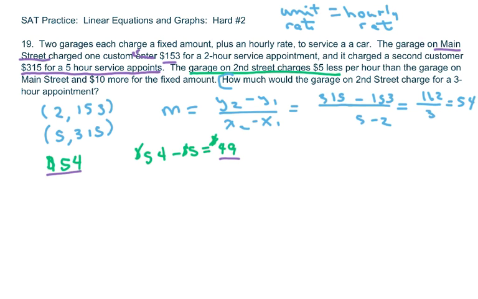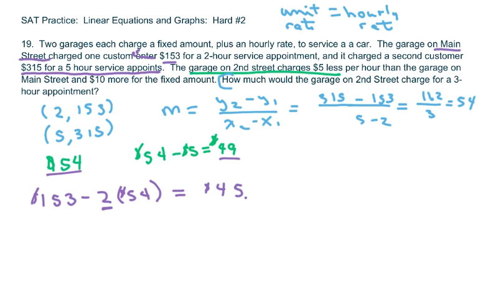Now you need to find the fixed amount charged by the garage on Main Street. So if a customer was charged $153 for 2 hours, and the hourly rate is $54 per hour, then the fixed amount is going to be 153 minus 2 times 54. And you can put the dollar signs in if you want. I'll go ahead and put them in. So this is going to be $45, because that's 2 hours.